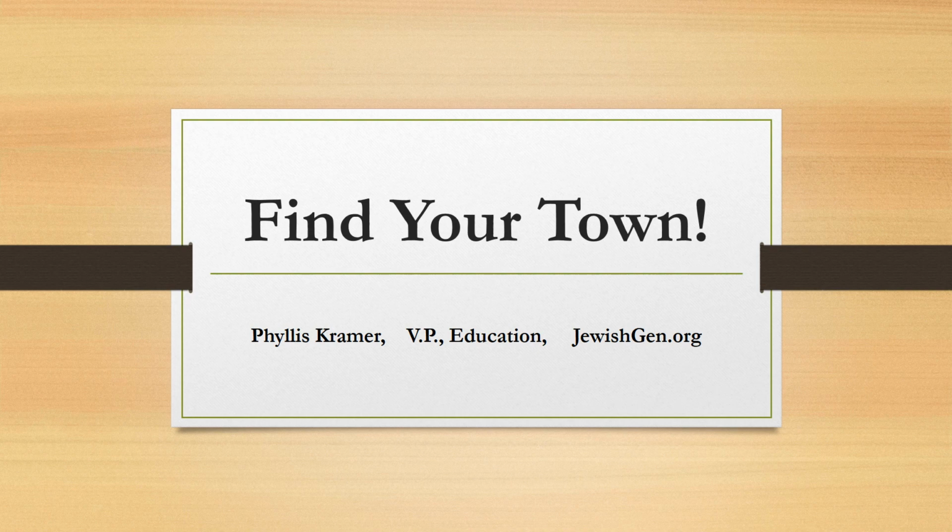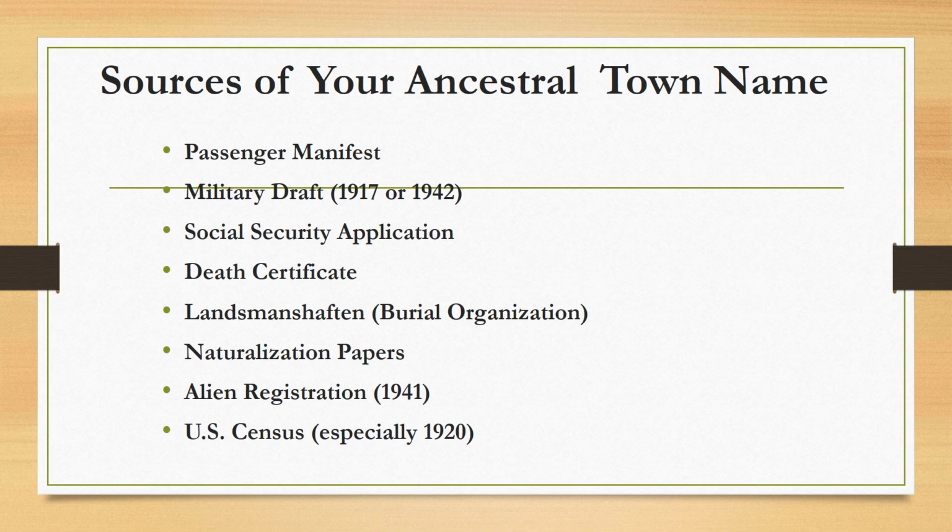Hello again. We at JewishGen Education believe that you can't search for your Eastern European ancestors until you find the town. So how do you find the town? Well, we suggest that you start with your U.S. documents. That will help. Passenger manifests, military drafts, Social Security application, death certificate, burial organization, naturalization papers or alien registration, and sometimes the U.S. Census from 1920. But that's not the topic of this video.